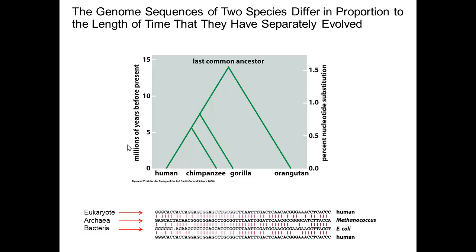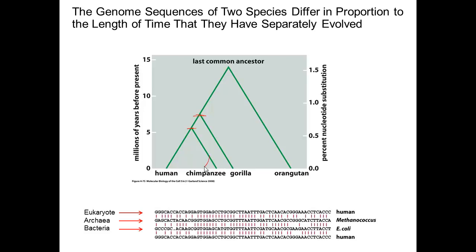Evolutionary relationships are indicated by phylogenetic trees, and we'll describe a little bit how these trees are constructed. However, the point I want to make on this slide is that the degree of sequence relatedness is proportional to the time that has elapsed since divergence. So our closest genetic relatives are chimpanzees, and gorillas are next, so we'll have slightly more DNA differences with gorillas than we have with chimps.